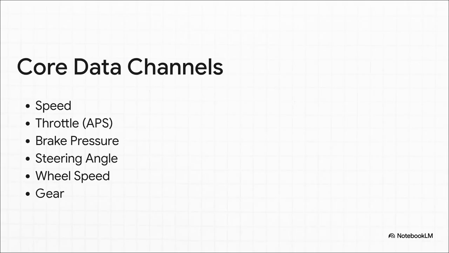Now, a modern race car logs hundreds of data channels. Seriously, you can get lost in it. So the trick is to start with what we call the core channels. We're talking speed, throttle position, brake pressure, steering angle, the individual wheel speeds to see if anything is locking up or spinning, and of course, which gear the car is in. This gives you a really powerful high-level snapshot to start with.